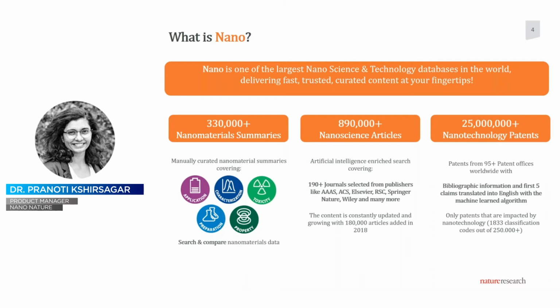articles, goes through the full text of the patents, identifies the most important section, which is the claims section, translates the first 5 claims in English, and that's what you have access to on nano.nature.com. All right, let's go to the platform.